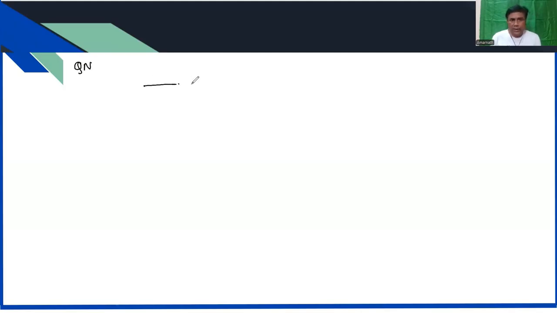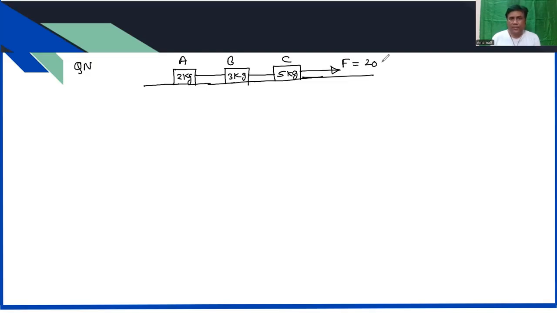Say on a horizontal table, remember, up till now we are not taking any friction on the table, but later we are going to take friction also. Say this is a force, and say this is 2 kg, this is 3 kg, this is 5 kg. Name of these blocks is A, B, C. Say I have applied a force of 20 Newton.